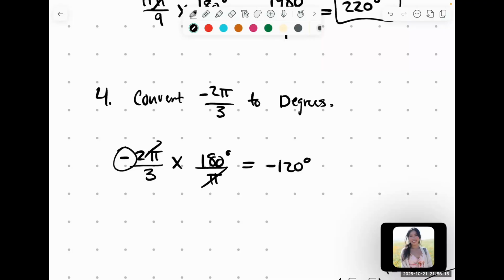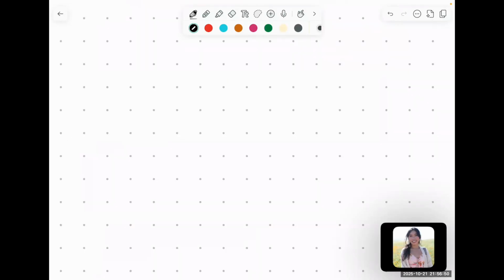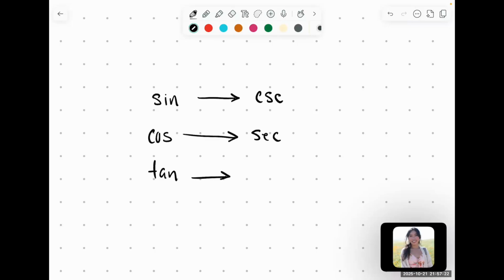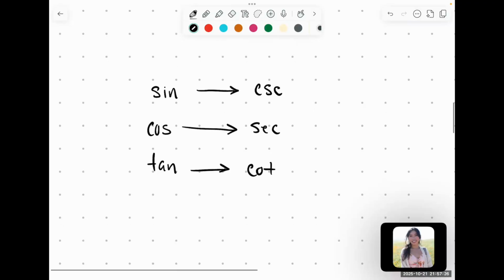Okay, so that was the first half of 8.1, and next, for this section, we also want to learn our main trig functions and the reciprocal trig functions. So the main ones: you have sine, cosine, and tangent. The reciprocal of sine is cosecant. The reciprocal of cosine is secant. And the reciprocal of tangent is cotangent. So these are your main ones. These are the reciprocal ones.